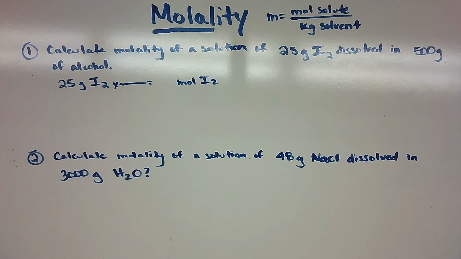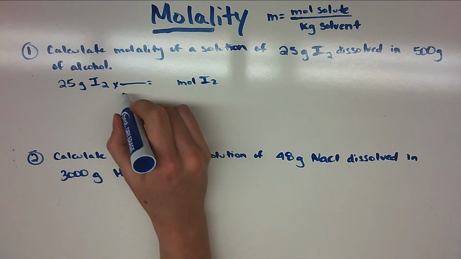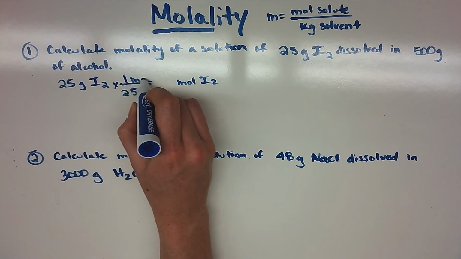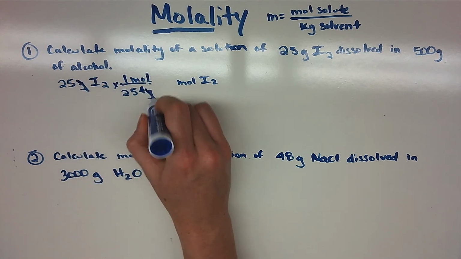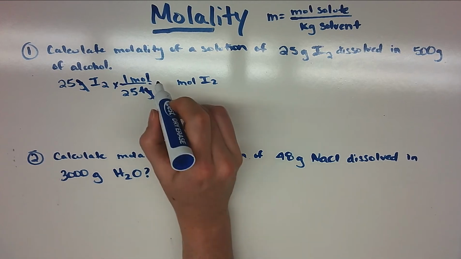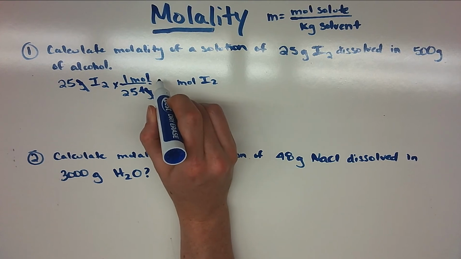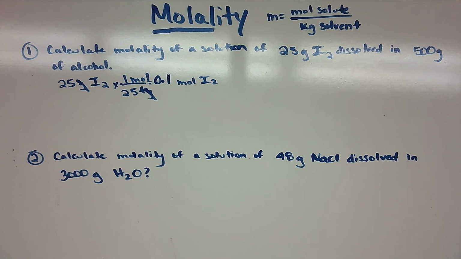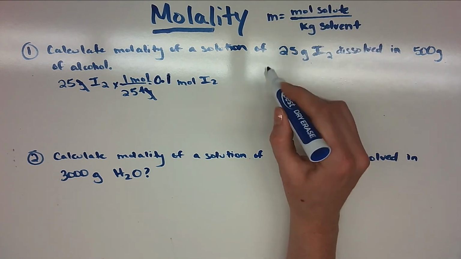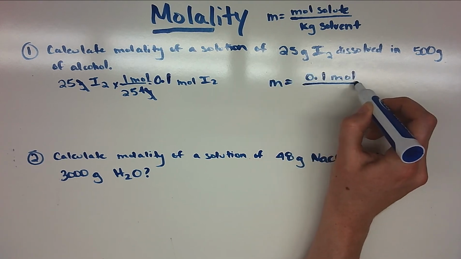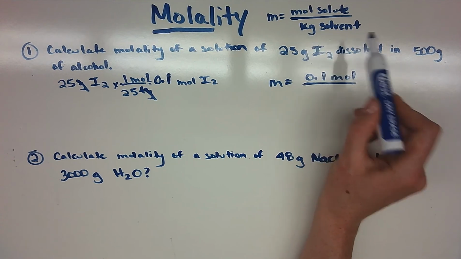Alright, so the molar mass for iodine, and remember we have two of them, is 254 grams per mole. So my grams are going to cancel out. Now I'm going to divide 25 by 254, and I'm going to figure out how many mole I have. So I have, let's round it to 0.1 mole of iodine. So I have my top half of my equation, 0.1 mole, but now I need to figure out my kilograms of my solvent.